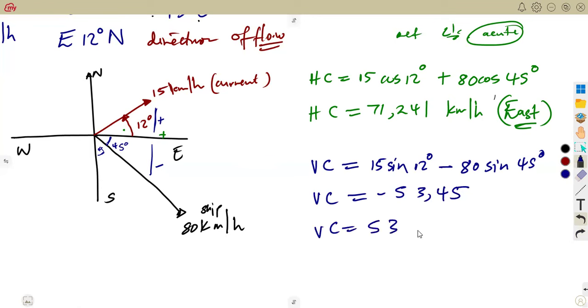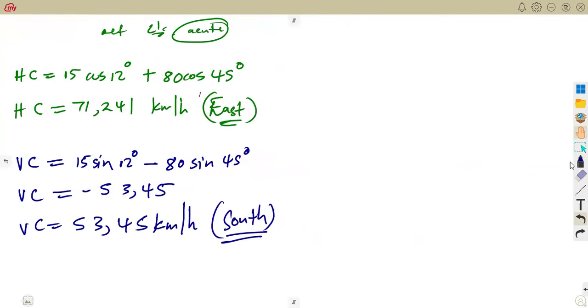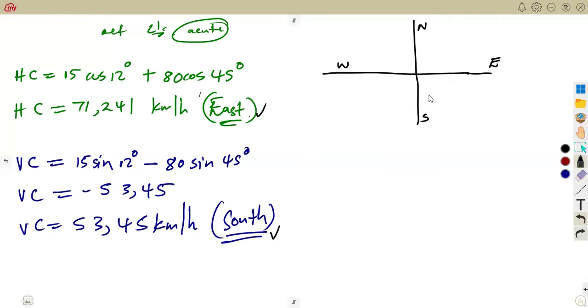So that means it is 53.45 kilometers per hour to the south. That is the condition. With this, we can determine our resultant and also the direction, because we just need the quadrant where we have the east and the south at the same time, where horizontal is positive and the vertical is negative. Which quadrant is that? North, south, west, and east. East and south at the same time will be here in the fourth quadrant, where horizontal is positive and vertical is negative.